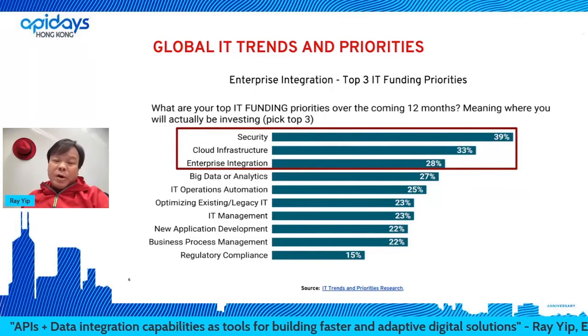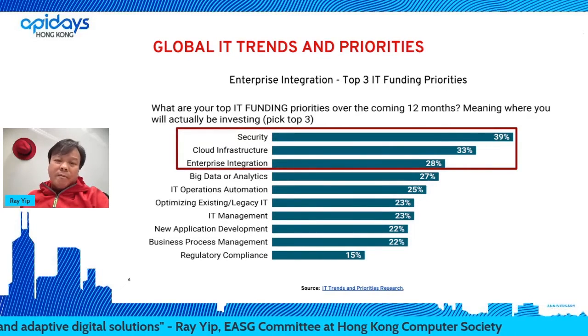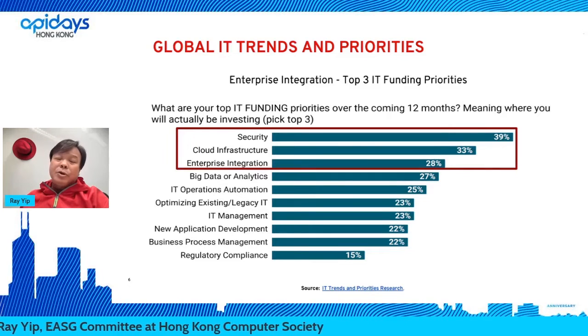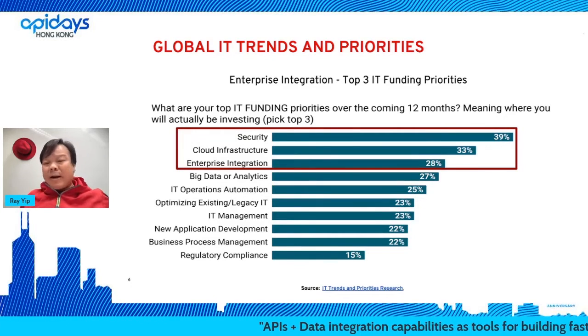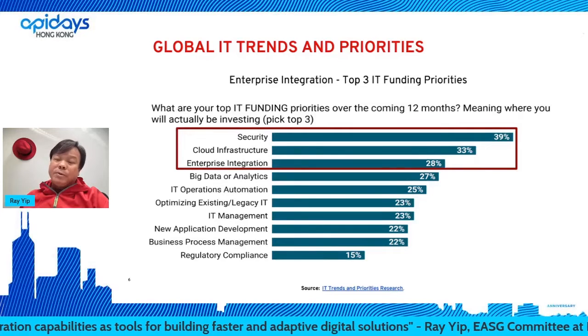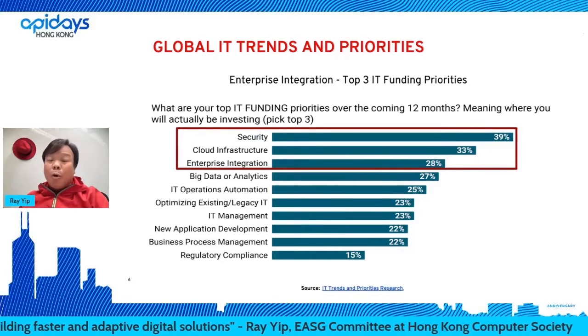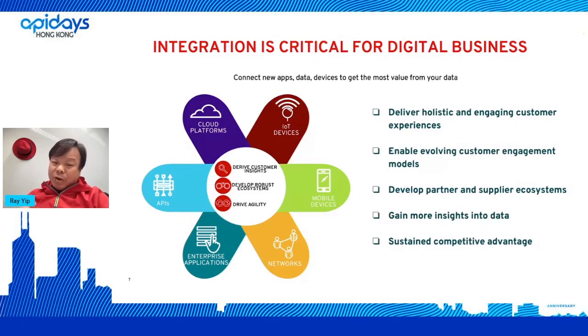Let's look at one more survey, the global IT trends and priorities research, maybe from two to three years ago. You can see enterprise integration was in the top three of the IT funding priorities. The survey was global, with over 1,000 respondents, and 75% of respondents were IT managers, directors, or C-level. So integration is critical for digital business. We can consider two mainstreams: first the customer experience, and second the customer engagement models.